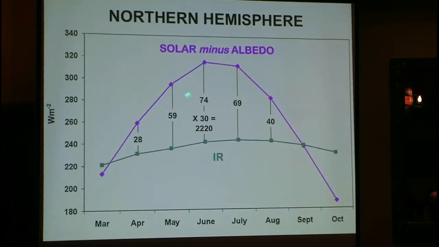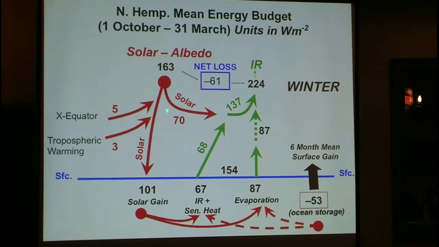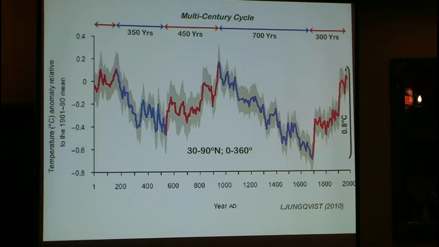I'm going to jump ahead here, but here's a summer budget. In the whole northern hemisphere for 6 months, we averaged 284 units coming in, but the IR going out is only 239. There's an excess of 45. And at the surface, 198. Here you get much less. It goes into the ocean. In the winter, it goes opposite. You get much less coming in, much more going out as you draw energy from the ocean.